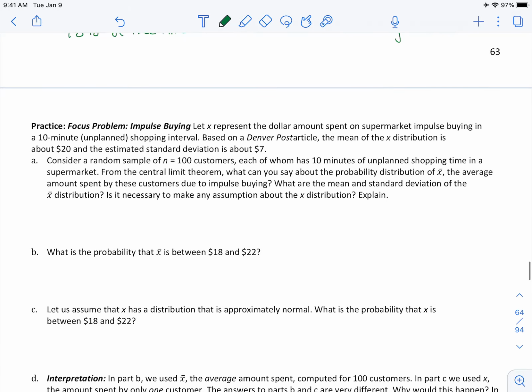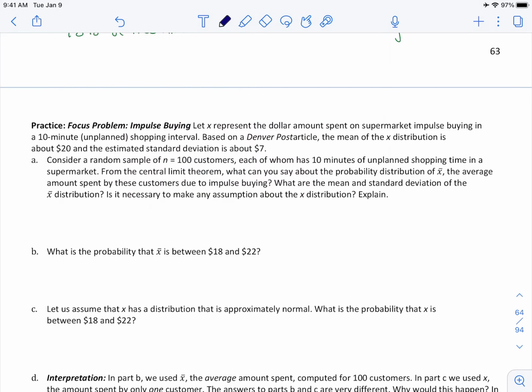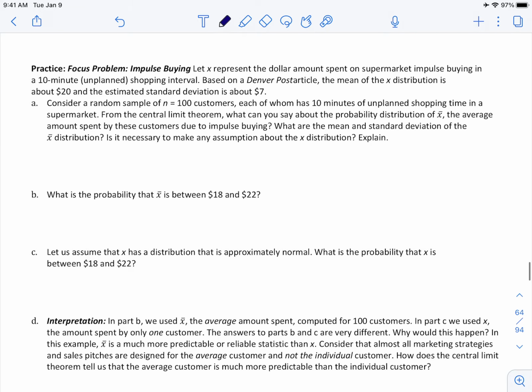All right. Here's a question about impulse buying. Let X represent the dollar amount spent on supermarket impulse buying in a 10-minute unplanned shopping interval. Based on a Denver Post article, the mean of the X distribution is about $20, and the estimated standard deviation is about $7. Consider a random sample of N equals 100 customers, each of whom has 10 minutes of unplanned shopping in a supermarket.